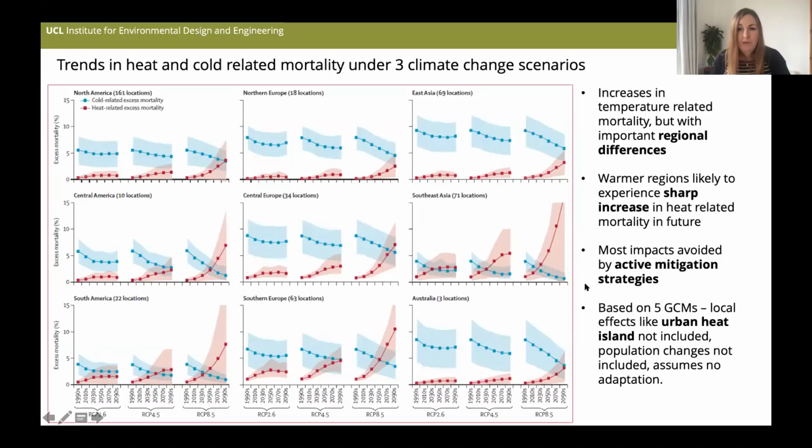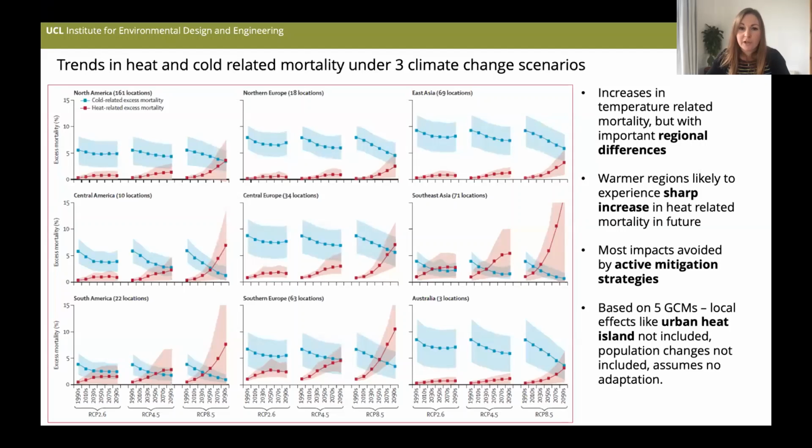So it's worth pointing out that most impacts like these can be avoided if we pursue active mitigation strategies. So for example, the Paris Agreement is to limit global average temperature to 1.5 degrees, or at the very most 2 degrees. And one example of using different climate scenarios shows you the impact of different emission scenarios. So this study was really very useful to highlight global disparity in heat and cold.